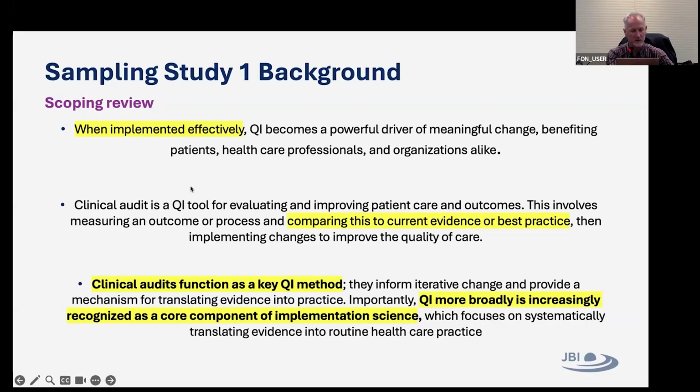Clinical audit is a really useful tool for evaluating and improving, but it's better when we compare current practice to the best available evidence. If we compare current practice Ward A to Ward B, we don't know. We only know Ward A and B. But which one's better? We don't know. They could both be terrible, right? So we need to compare the best available evidence. And so clinical audit can function as a good QI method, particularly when we bring evidence into the picture.